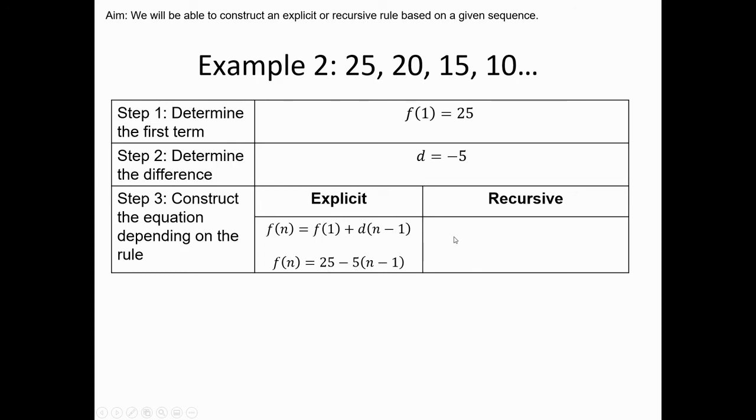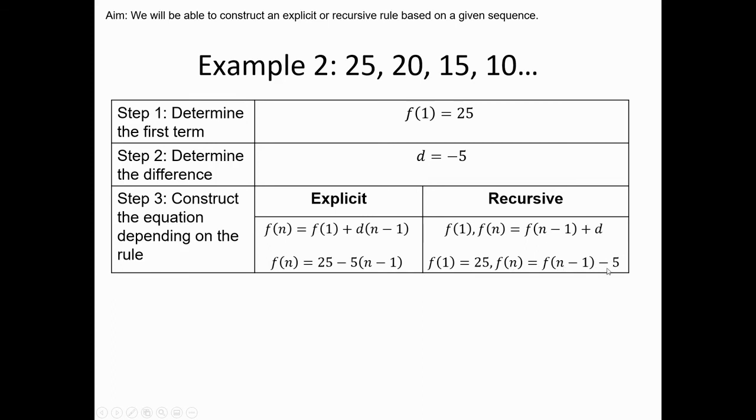And then for recursive, here's our formula right here. Now remember, while we take this, we don't replace f of 1 with 25. We say f of 1 equals 25. We're just flat out saying we start with 25. And to find whatever term we need, we take the previous term, and we're going to subtract 5. And that's how you make explicit and recursive, guys.